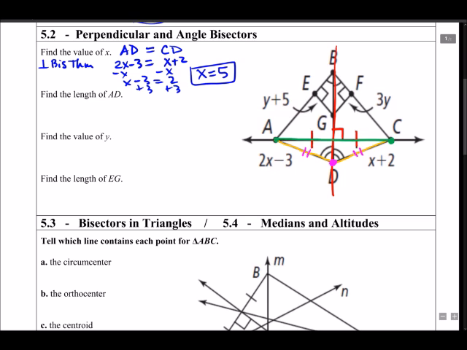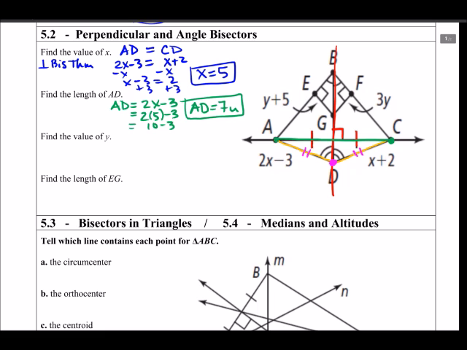Now what do they want me to do with that? They want us to find the length of segment AD. So I know that the length of AD is 2x minus 3. I am just going to substitute in my x, which is 5, and the length of AD, this is 10 minus 3, is 7 units. So good stuff. All right, now we are asked another question.